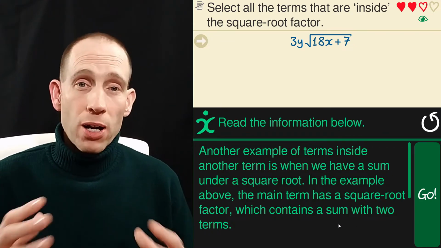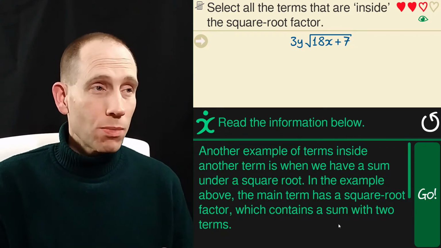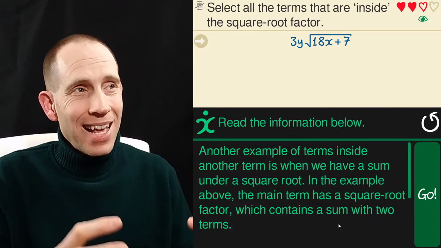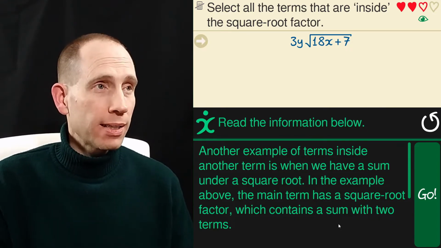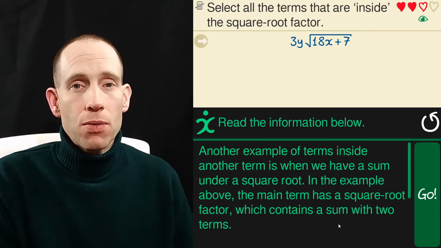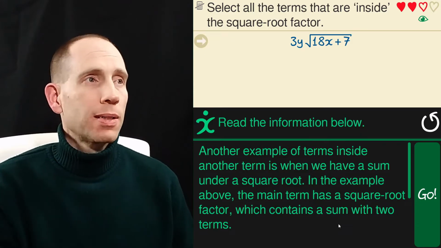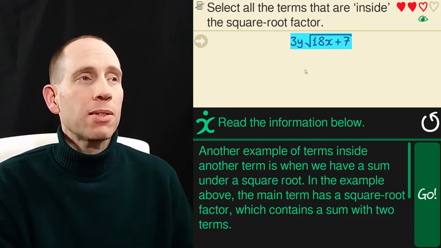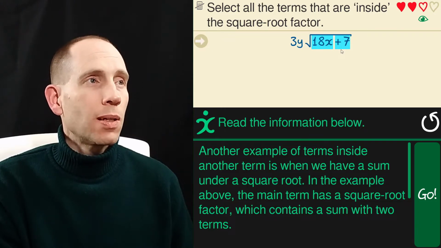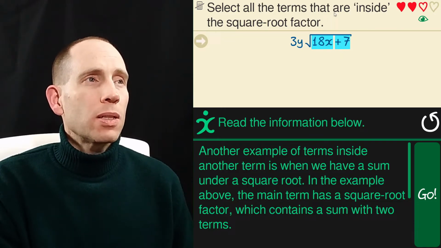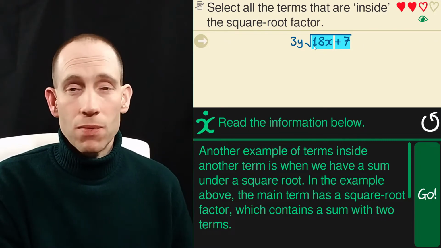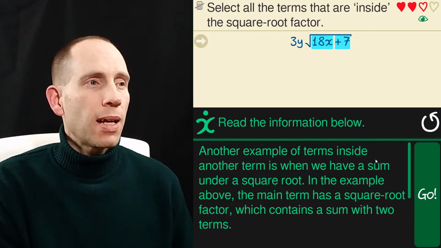Okay, so as well as brackets, we can also use a radical symbol. So that square root in this case is encasing that 18x and that plus 7x into one factor, which is then being multiplied by the 3 and the y in a product. So we've got one big outer term, and inside one of those factors we've got another sum with 2 terms. So select all the terms that are inside the square root factor, so that's that plus 18y, remember the invisible plus sign, and plus 7.